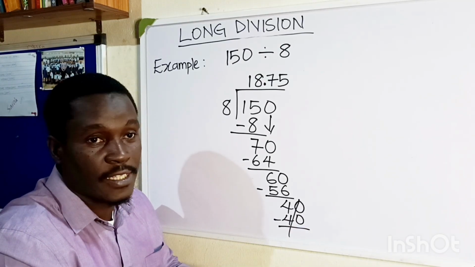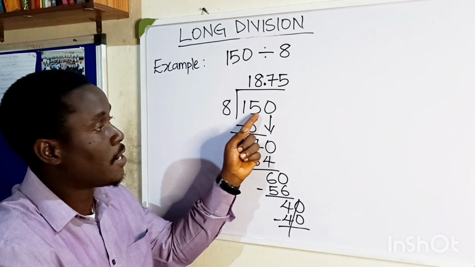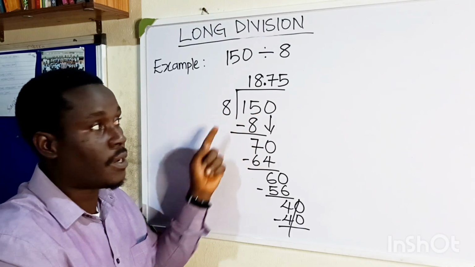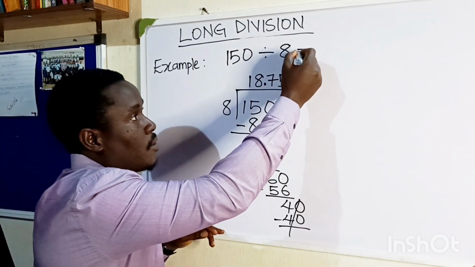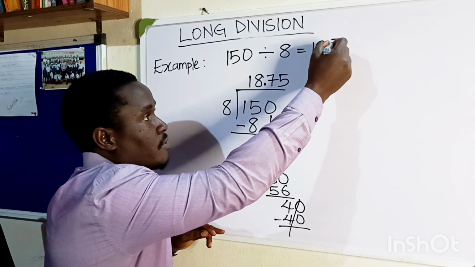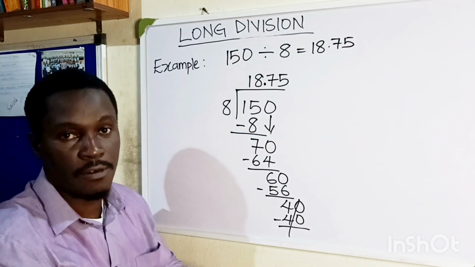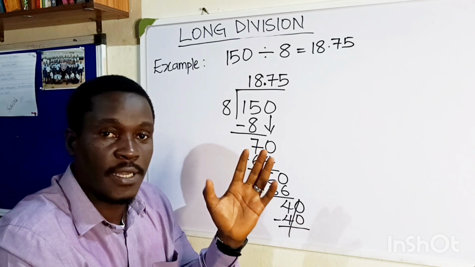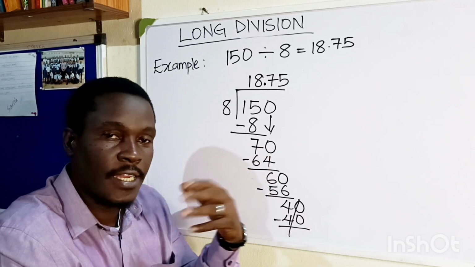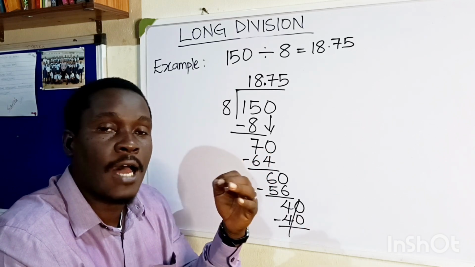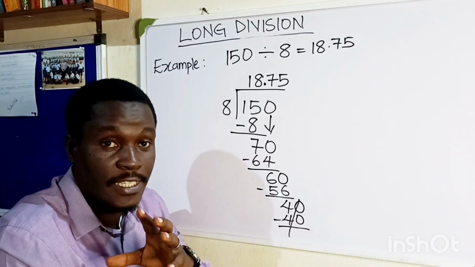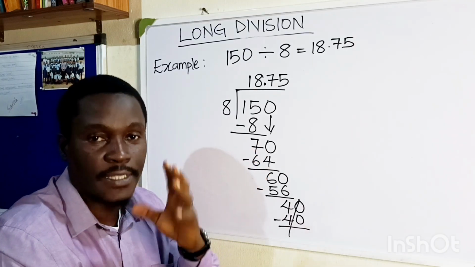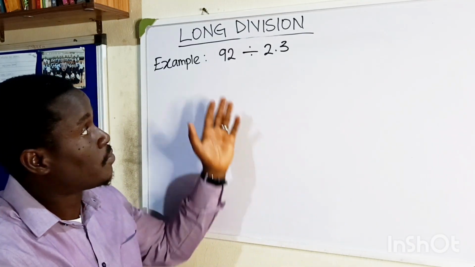So in this particular example, we can see that a whole number divided by a whole number produces a decimal, 18.75. Okay, so in this section, we have seen how to divide whole numbers by whole numbers. In the next section of this video, we're going to look at how to divide whole numbers by decimals and decimals by decimals.